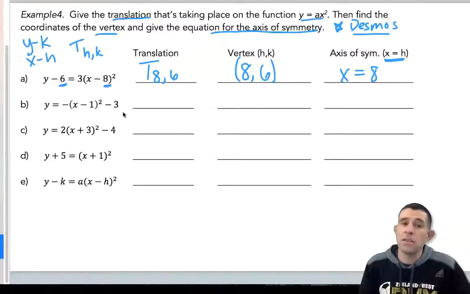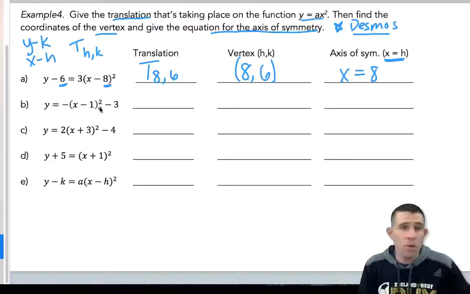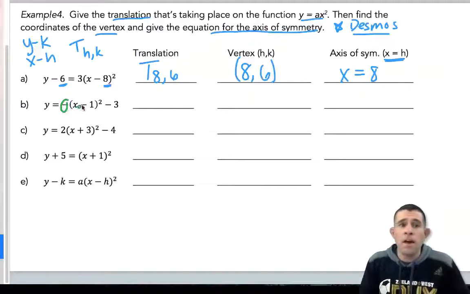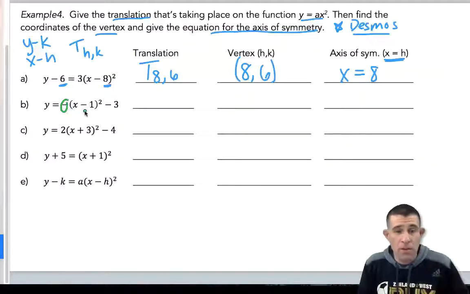All right, let's take a look at our next one here. We have y equals negative, and then in parentheses, x minus 1, quantity squared, minus 3. So this negative out in front here really doesn't mean anything for me right now. I see that x is being replaced with x minus 1. That means my h must have been positive 1.